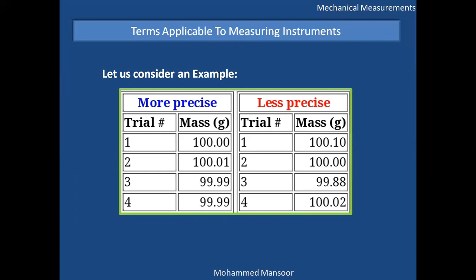and 100.02. If you compare these two sets of values, we can easily predict which is more precise. The first set of values is more precise because the values of trials 1, 2, 3 and 4 are very close to each other. They have a high degree of agreement. If you see the second set of values, they are not very close to each other, and they do not have a high degree of agreement.